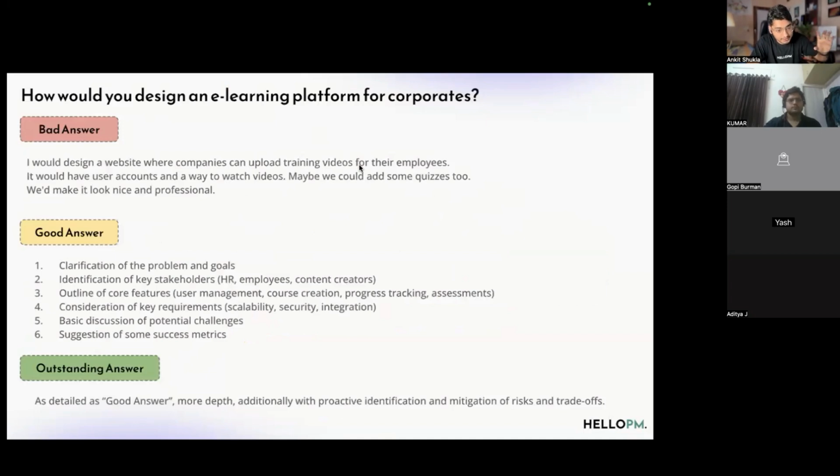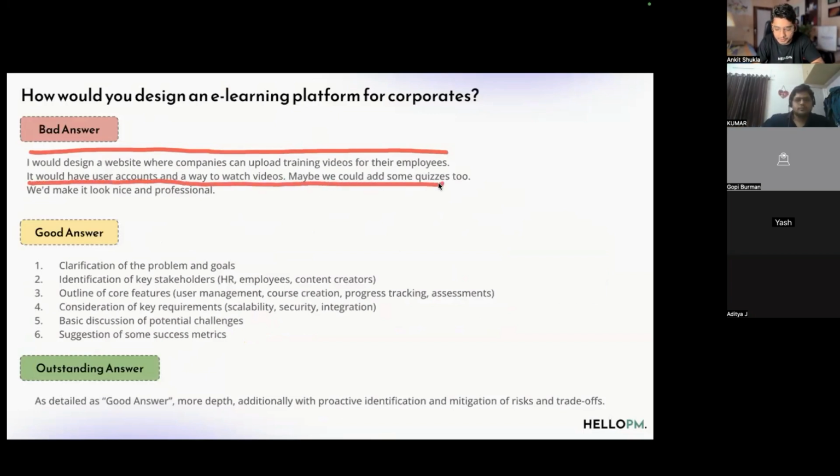But I know that in the situation when you are asked this question, the most obvious response is this: I would design a website where companies can upload training videos for their employees. It would have user accounts, a way to watch videos, maybe add some quizzes too, and would look nice and professional. This is the most common answer that people are going to give, and it's a bad answer. And understand, guys, eventually, in the good answer and outstanding answer, this could be the solution. But you do not have to jump to a solution without understanding the context.